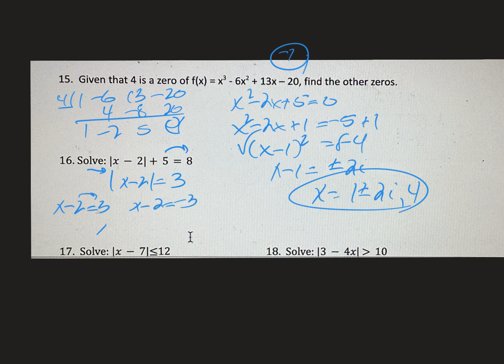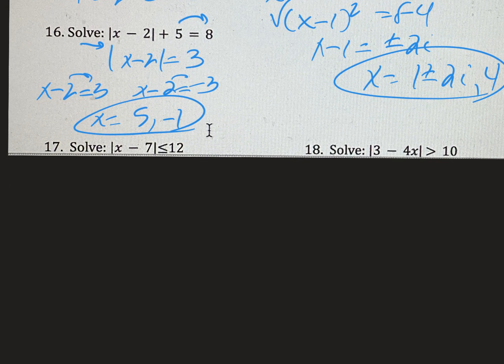So just move the 2 over. This can give you 5. Move the 2 over there, it gives you negative 1. You can check those if you want to. They're going to work. 17 is less than.